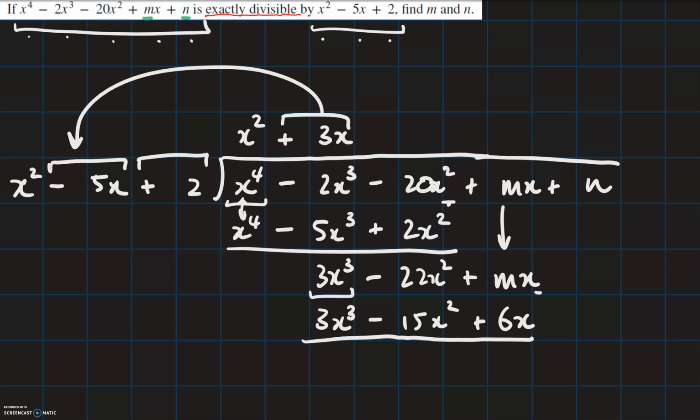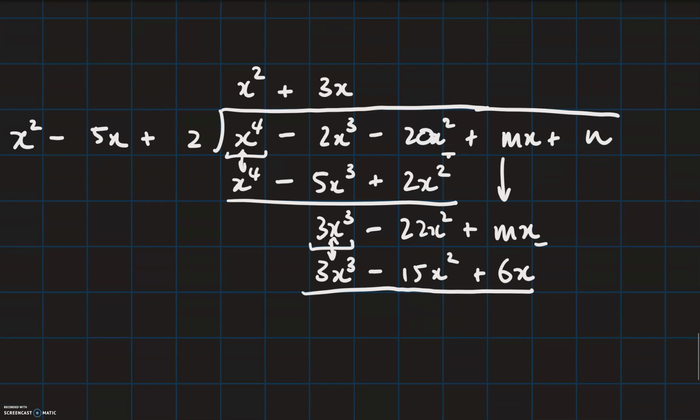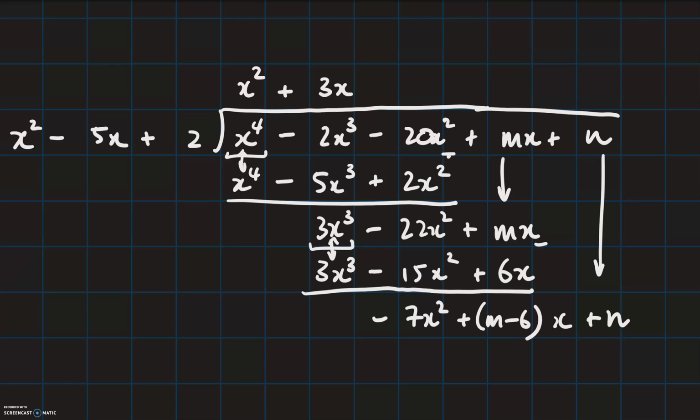Okay, now I'm going to subtract. And this is where it gets a little bit messy because we have a few algebraic terms. We have this m and this n, which makes it a little bit trickier. But still, we're using the same process. I'm going to subtract. The leading terms will cancel. Negative 22x squared minus negative 15x squared will give me negative 7x squared. And here I'm going to have mx minus 6x. So I'm going to have it in terms of x. This is going to be m minus 6. I'm going to drag down the next term, plus n. Okay. Here we go.